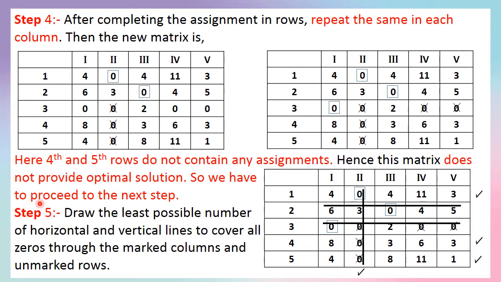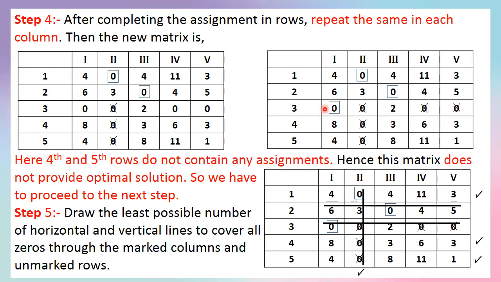After assigning through zeros along rows, we are going to assign the zeros along columns. The first column has exactly a single zero, so we can make the assignment here. So this is the assignment done. After assigning through zeros, we have to cross out the remaining zeros in that particular column.